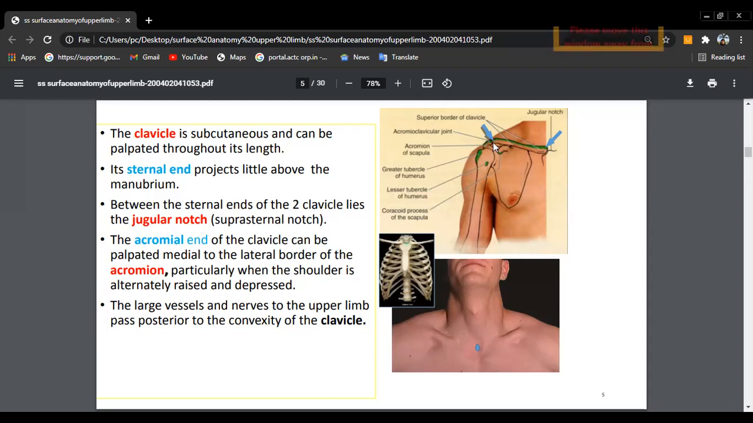Then large vessels and nerves, which I have shown you in a few pictures of my PowerPoint when I started the lecture. We have seen they are actually passing posterior to the clavicle, to the convexity of the clavicle. So what are the large vessels we have seen over there? I have shown you the cords of the brachial plexus surrounding the axillary artery and vein, right?